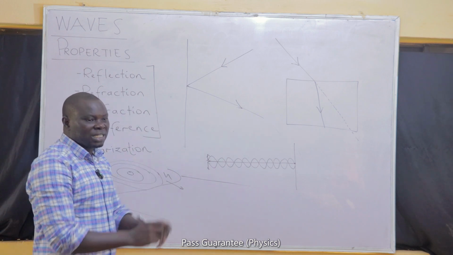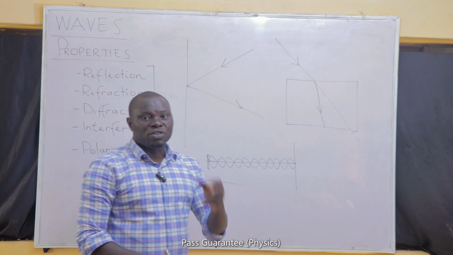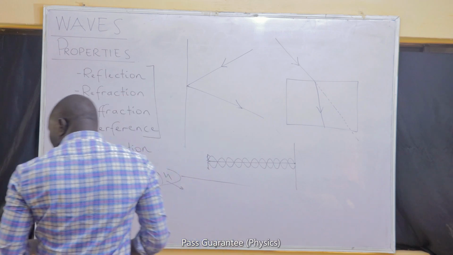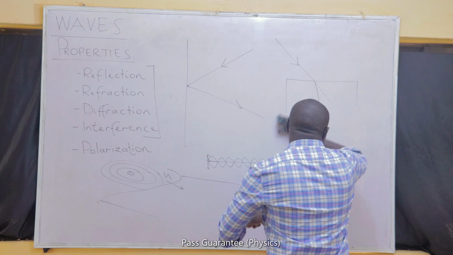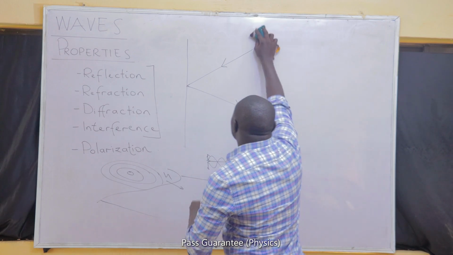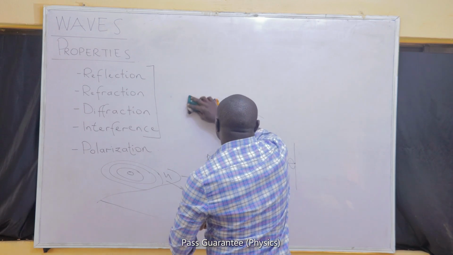The only property that is not affected anytime a wave is refracted is its frequency. When a wave is refracted, the frequency remains unchanged. The speed will change, the direction will change, and the wavelength will also change.